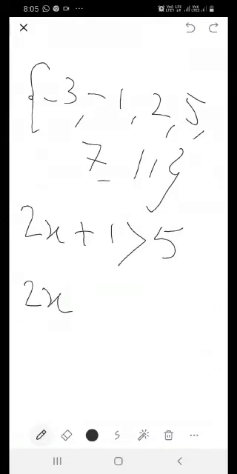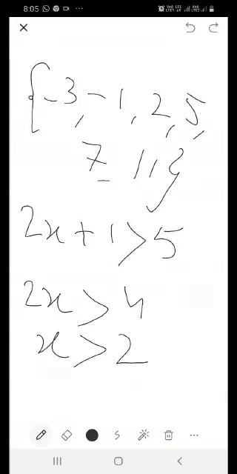2x plus 1, the 1 will be transposed to the right. It will become 5 minus 1, 4. x is greater than 4 upon 2, 2. So x is greater than 2, with the replacement set I have given you above. So what are the possible values of x? 5, 7 and 11. This will be the solution set of the given inequation depending upon the replacement set.